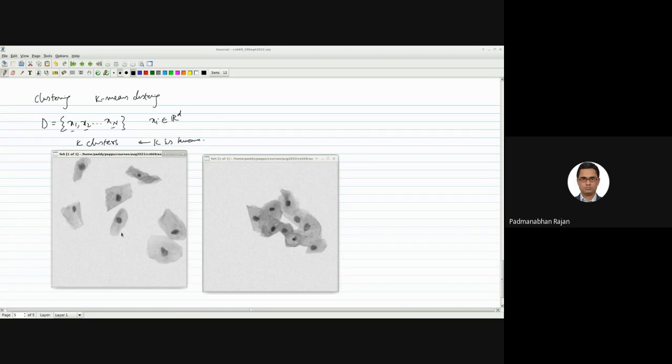And when we get a new image, we want to divide that image into one of these 3 clusters. We want to basically divide them into the nucleus region, the cell region, and the background. So those are the 3 clusters in this case.